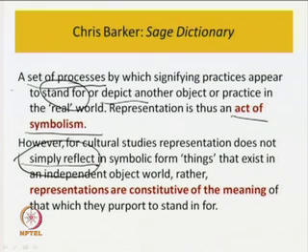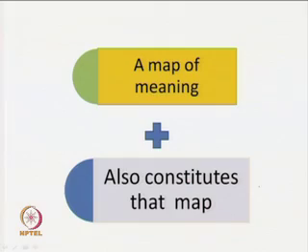So, if representation does not truly reflect things, then what? Then he says, look at this, rather representations are constitutive of the meaning of that which they purport to stand for. As I mentioned in the last lecture, this is extremely important. Representations are not just symbolic reflections of meanings. The important point to note here is representations themselves are constitutive of the meaning. So, ultimately, as we can see in the next slide, representation is a map of meaning. As we remember, we had talked about representation being a map of meaning, pointers to meaning, but the second point is what is often reiterated by theorists and practitioners of cultural studies, that representation also constitutes that map.